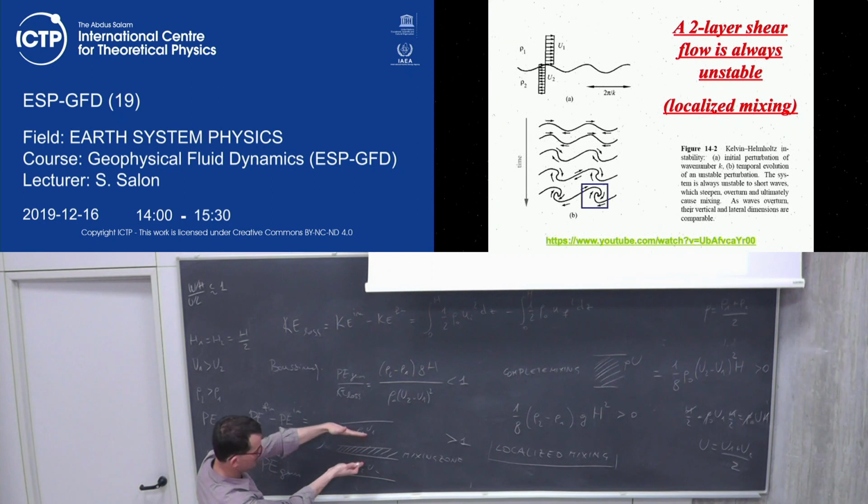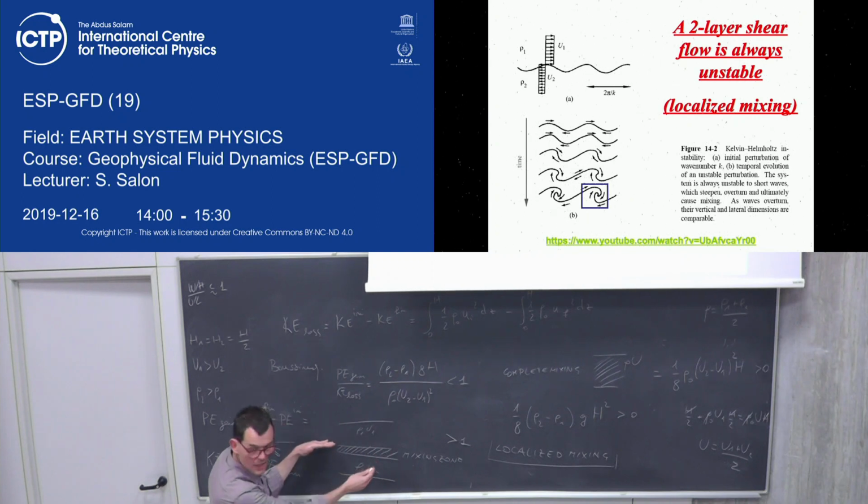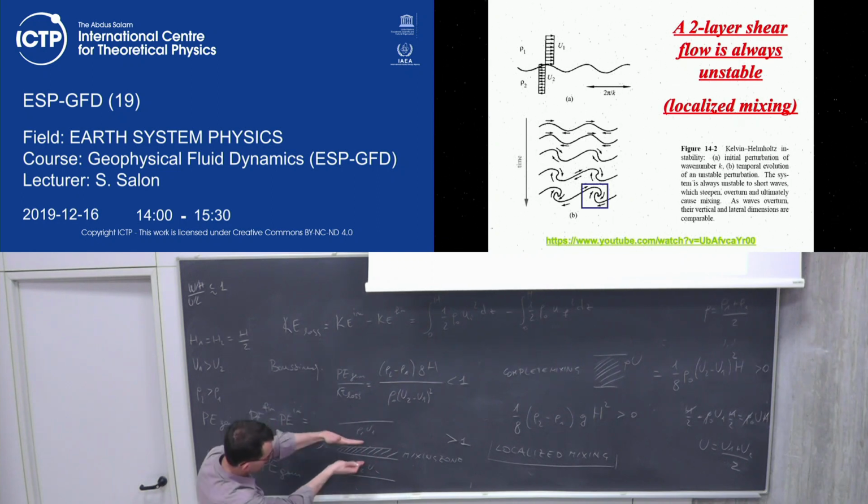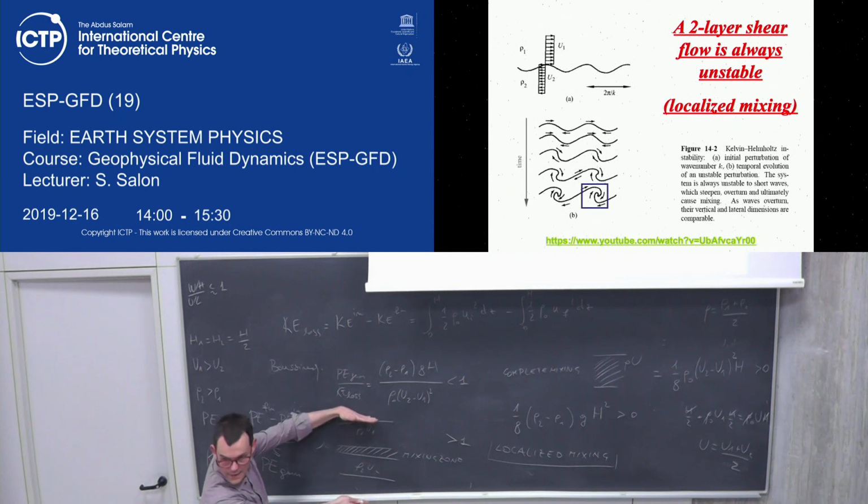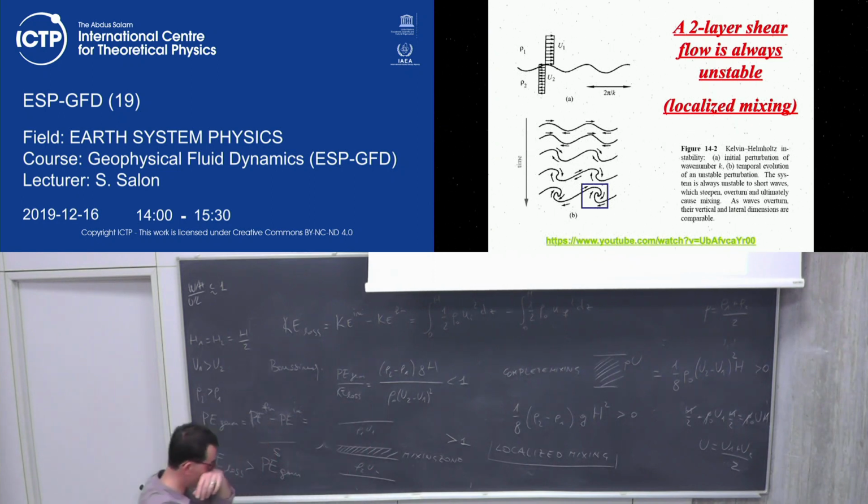If you start with a system which is stratified, with rho one and rho two fixed, and then you start to add a shear, the shear will start to create a mixing here. The more shear you give, the more this will widen, and will engulf and occupy all the system volume.